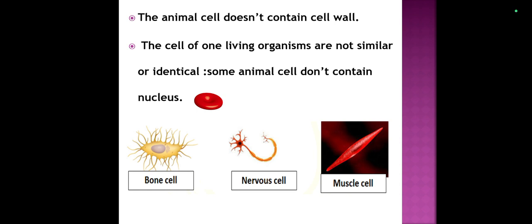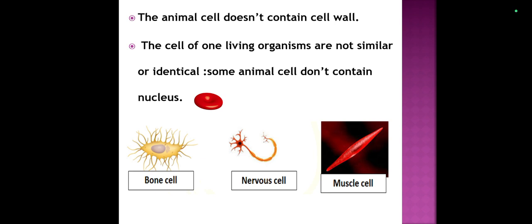The cells of living organisms are not identical. In the same body of a living organism, we can see different kinds, shapes, and structures of cells. It's not the same for all living organisms. Also, the cells of animals, as we said before, are different from the cells of plants.